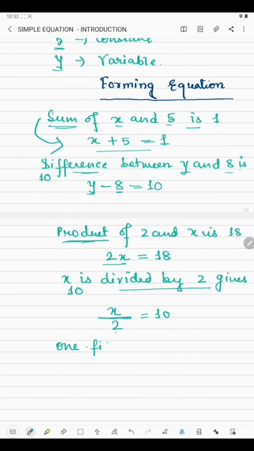1/5 of x is 10. So what will be the equation? 1/5 means 1 by 5. 1/4 means 1 by 4. 3/4 means 3 by 4. Of means multiplied. So 1 by 5 multiplied by x, is means equal to 10. So the equation will be 1 by 5 x is equal to 10.